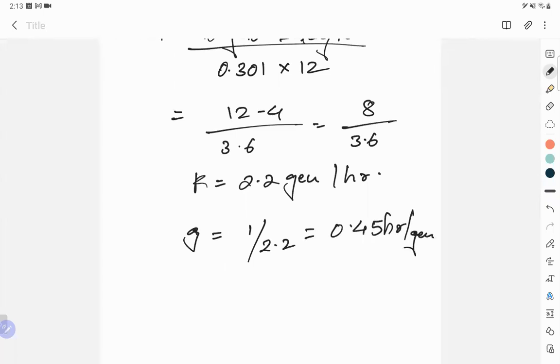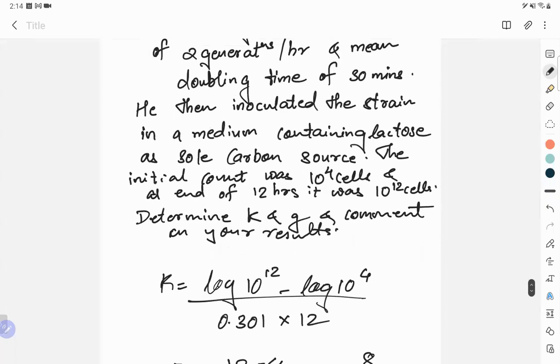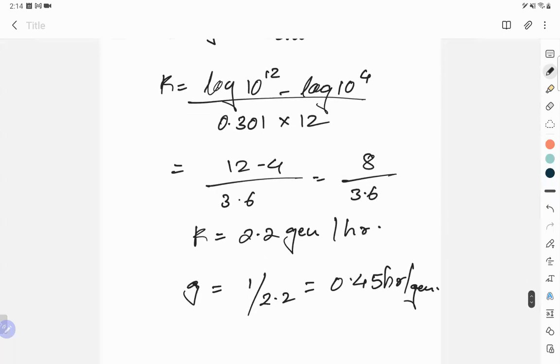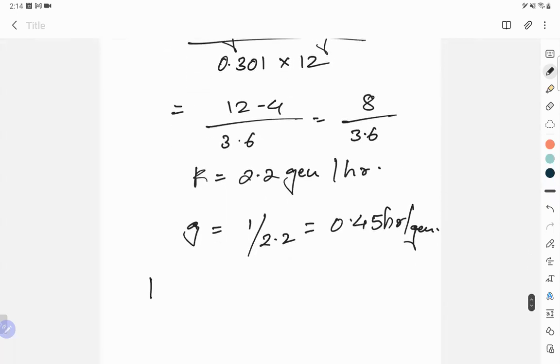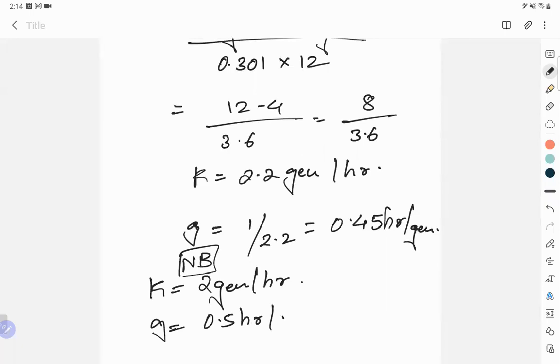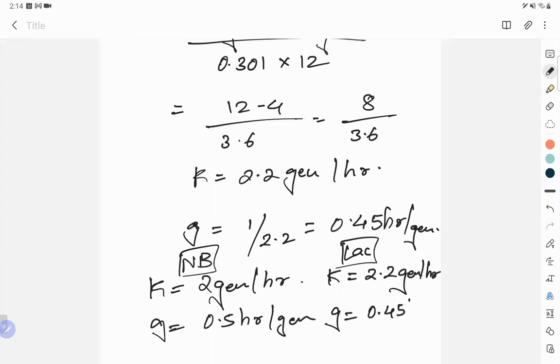Now don't round 0.45 to 0.5. Don't do that. It's not a correct practice. Okay. Now on the basis of this, you were given a problem wherein they said that in the earlier case, the organism was inoculated in nutrient broth, and these were the values, correct? And now when lactose is the sole carbon source, you can see that the mean growth rate constant is like this, and this is the generation time, correct?